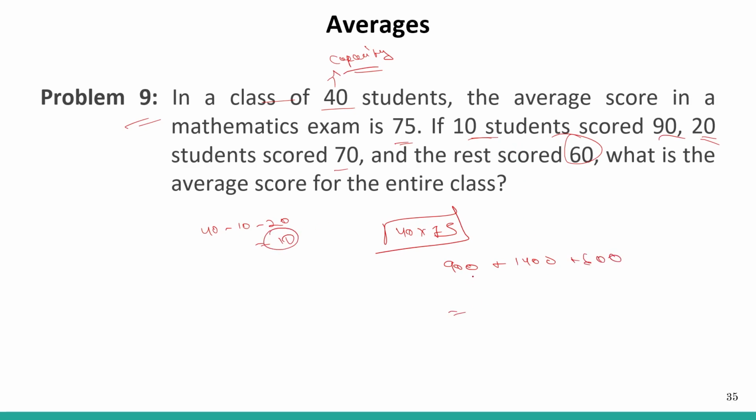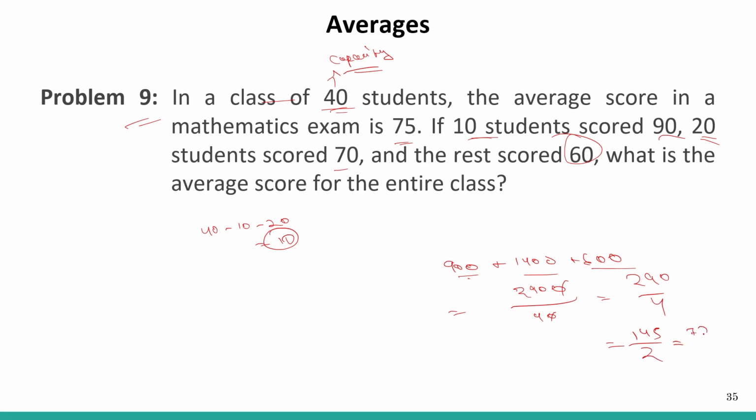So this is equal to 900 plus 1400 plus 600, which will be 2900. Since the number of students is 40, this is 2900 by 40, that is 290 by 4, which is 145 by 2, equal to 72.5. Okay, so 72.5 is the correct answer. This will be the class average.